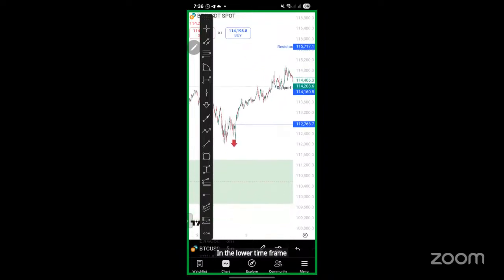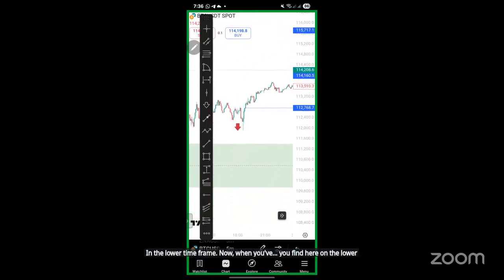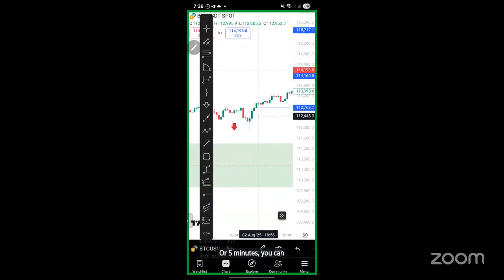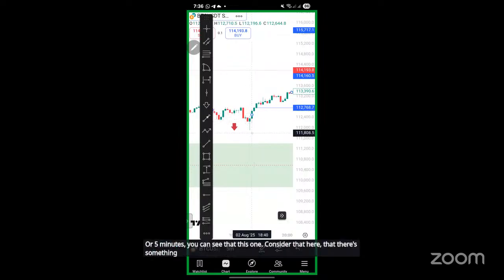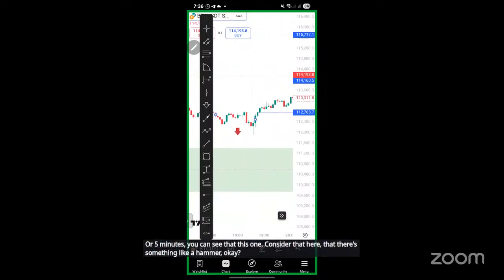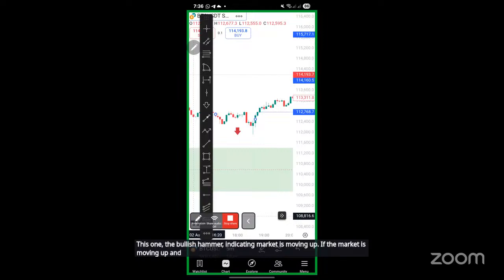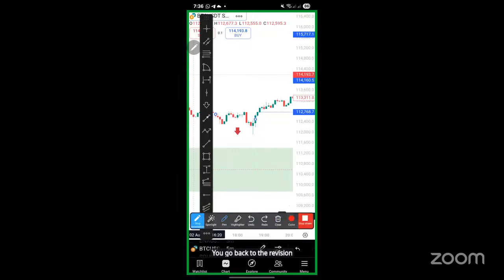Now, on this time frame of 5 minutes, you can see that there's something like a hammer, okay? This one, a bullish hammer, indicating the market is moving up. If the market is moving up and you're looking for confirmation, you go back to the revision of our notes. Remember, we said you can have a hammer like this to confirm an upward trend.